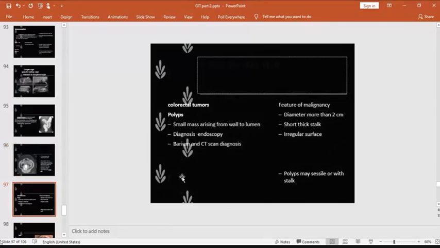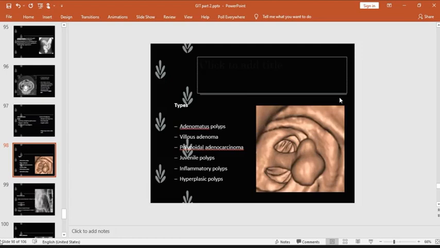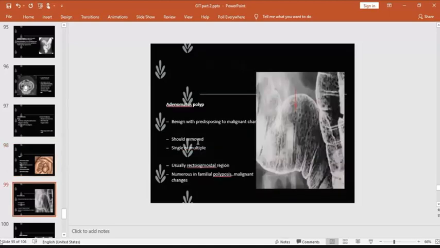Colorectal tumor, including polyp, is a small mass arising from the wall into the lumen, diagnosed by endoscopy and CT. The features of malignancy are a polyp diameter of more than 2 cm, a short thick stalk, and an irregular surface. A polyp may be sessile or have a stalk. On virtual colonoscopy we see a large polyp inside the bowel. The adenomatous type has a high incidence of malignancy. In adenomatous polyposis, we have a large number of filling defects indicating polyps. It is benign but predisposed to malignant change and should be removed. It may be single or multiple, usually involving the rectosigmoid region.